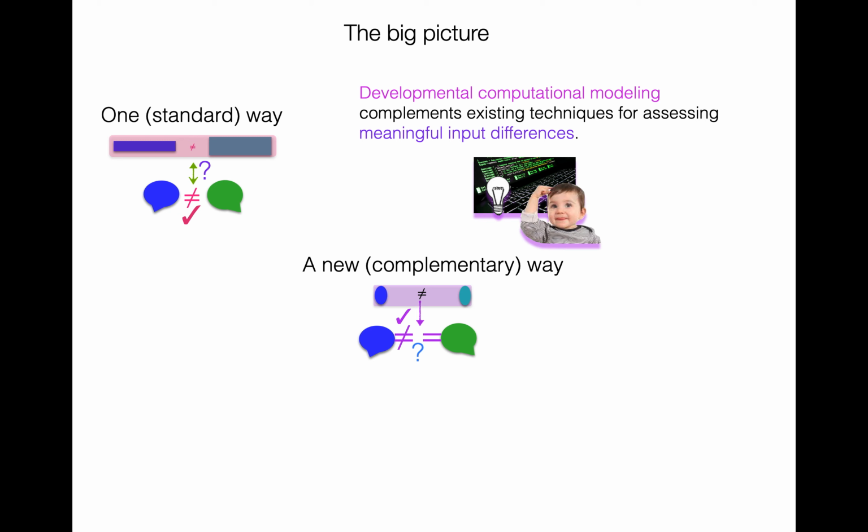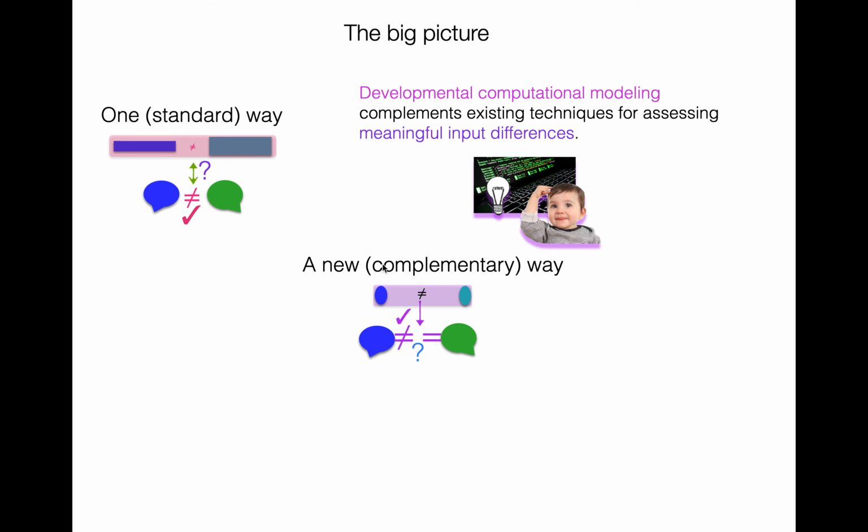Back and think about the big picture. So we're thinking about meaningful differences in input quality. And one standard way was to measure input differences, measure outcomes, and look for correlations without really knowing exactly why an input difference might cause a particular outcome difference, right? But just at least knowing that it does, right?